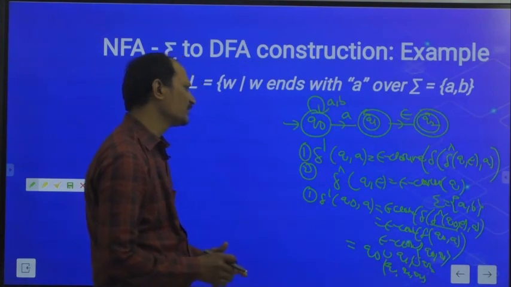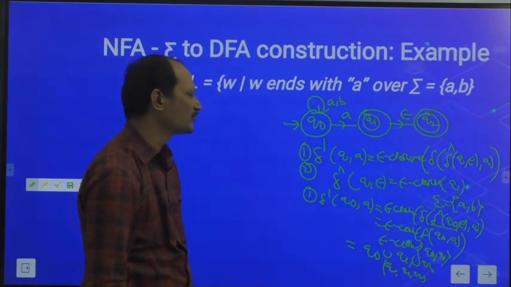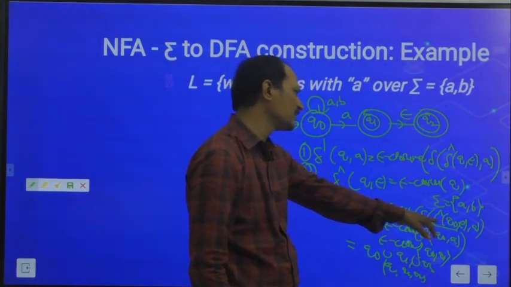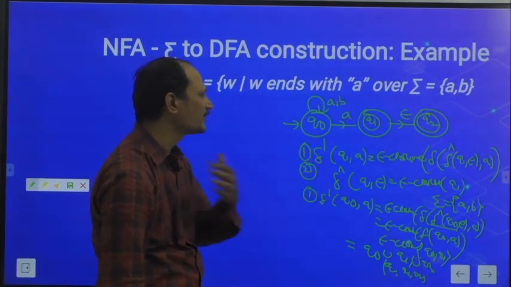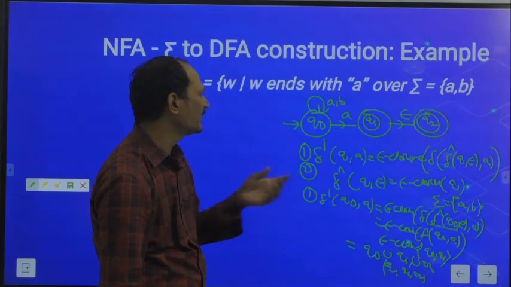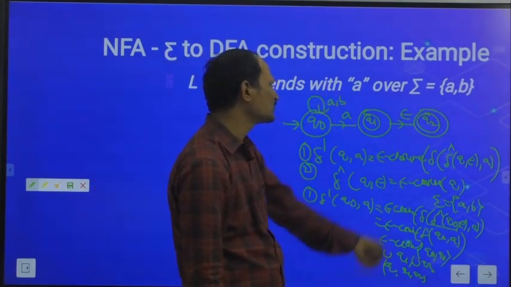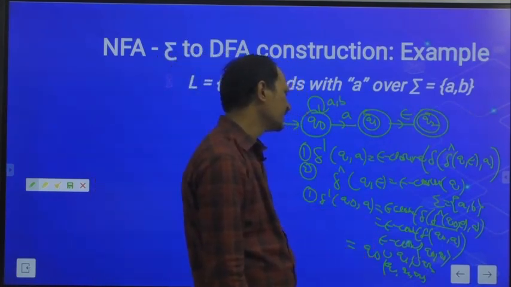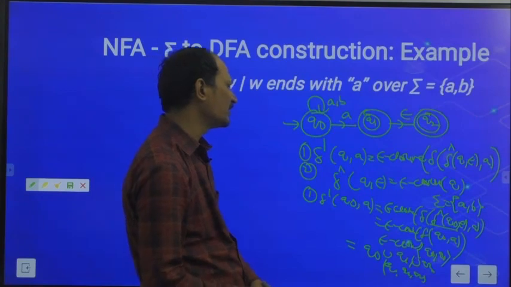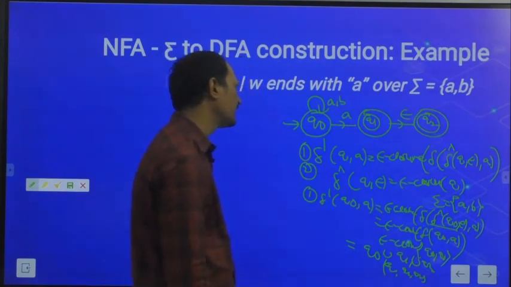So delta dash of Q0 comma A is epsilon closure of delta cap of Q0 comma epsilon comma A. What is the value of delta cap of Q0 comma epsilon? It means epsilon closure of Q0. What is the epsilon closure of Q0? Q0 only. So delta of Q0 comma A means I can reach Q0 and Q1 also. So epsilon closure of Q0 comma Q1 is now Q0 comma Q1 comma Q2. So this is the value of delta dash of Q0 comma A.